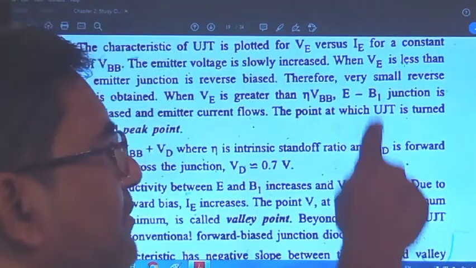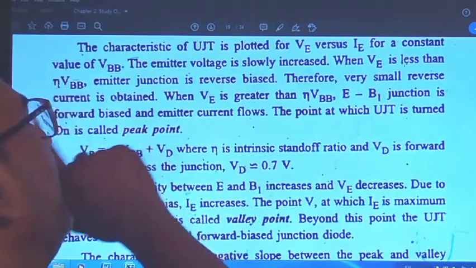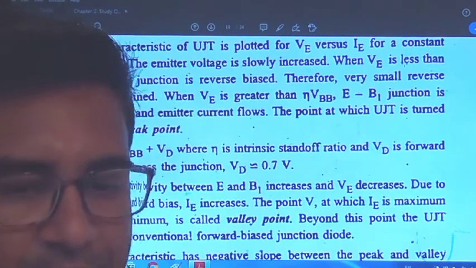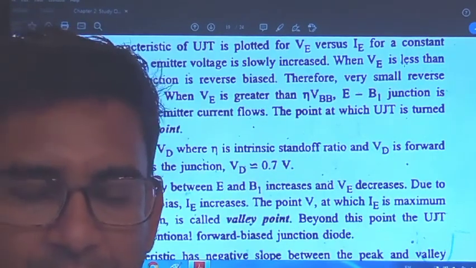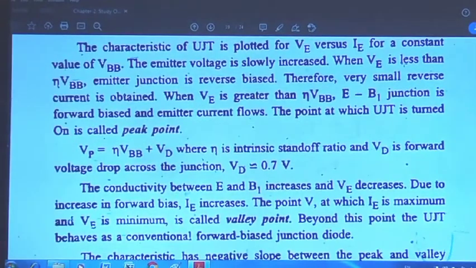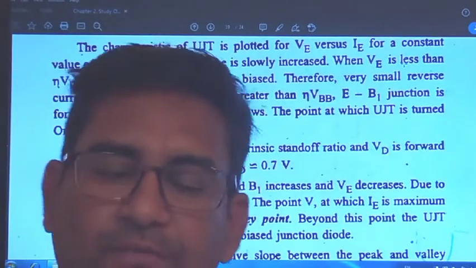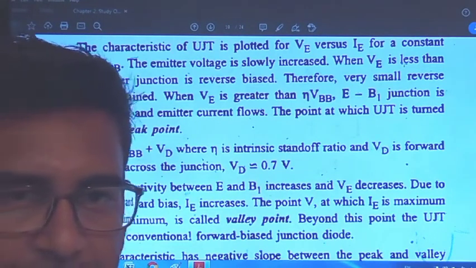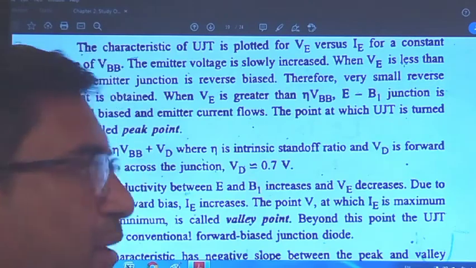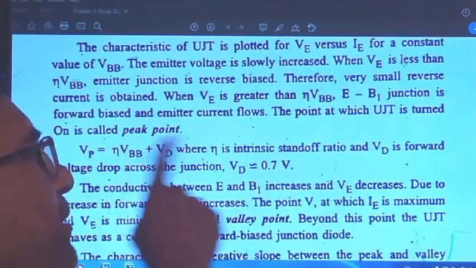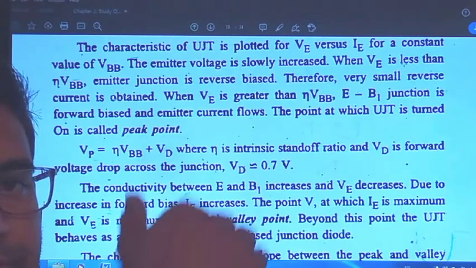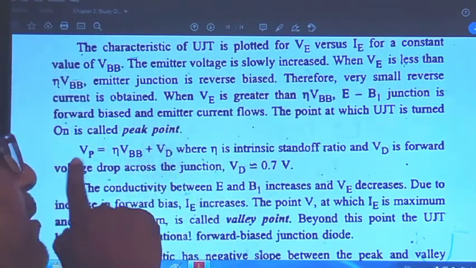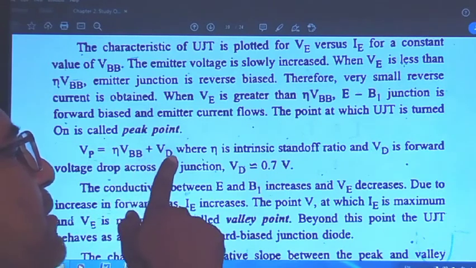While VE is less than eta VBB, the emitter junction is reverse biased. Therefore, a very small reverse current is obtained. Then the emitter and base 1 junction becomes forward biased, and the emitter current starts flowing. That point is called the peak point, where the current starts to flow. The peak point is eta VBB plus VD.